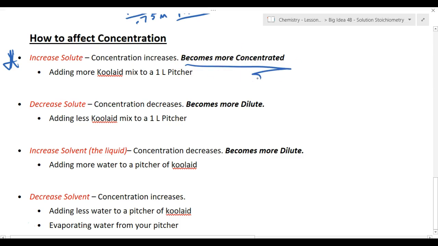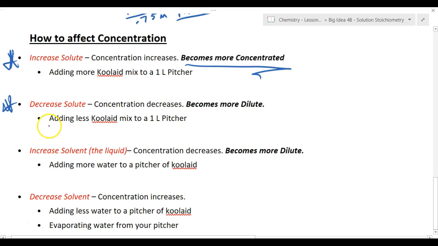So all that means is you add more Kool-Aid mix, it's going to become more sugary. Or if you add more salt, it's going to become more salty. More moles of your solute per liter of solution. Okay, so increasing solute, concentration increases. The second one is decreasing solute. If you decrease solute, concentration decreases.